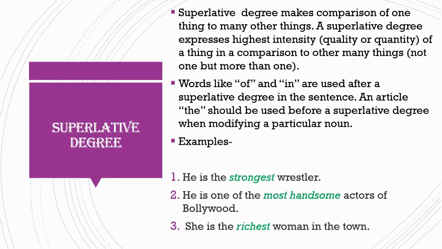Superlative degree. Superlative degree makes comparison of one thing to many other things. A superlative degree expresses highest intensity of quality or quantity of a thing in comparison to other many things, not one but many other. Words like of and in are used after a superlative degree in the sentence. An article the should be used before a superlative degree when modifying a particular noun.